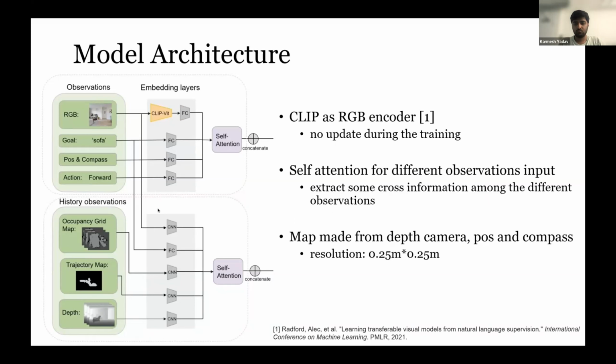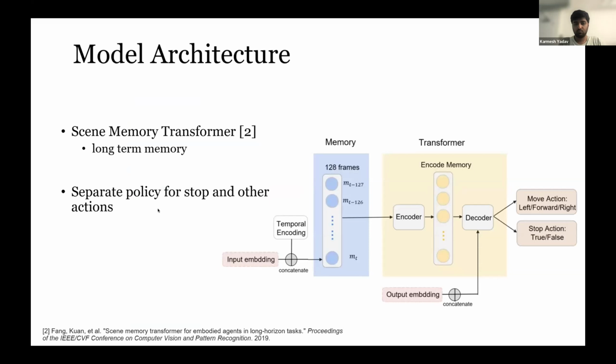In the second group, we make some maps using depth camera, position, and compass. The map grid resolution is 0.25 meters. After concatenating the feature, we use a similar structure proposed in Scene Memory Transformer. We use a DAC to store a sequence of such embedding for 128 historical steps. We also separated the policy for stop and other actions, so the agent will perform better in stop.